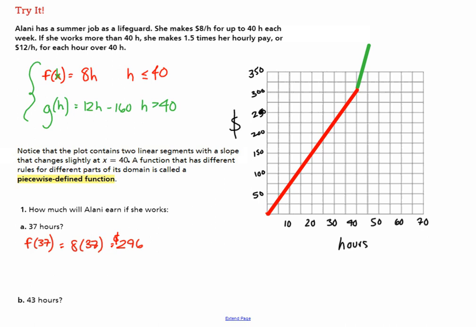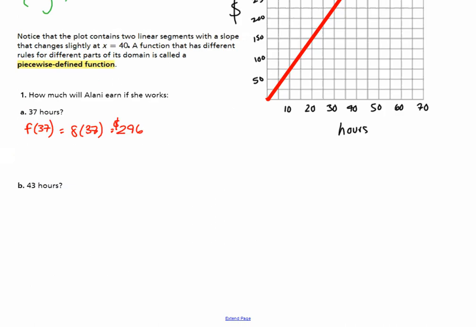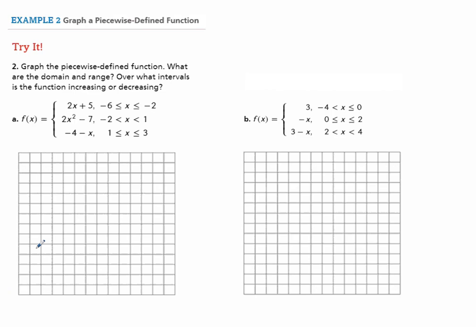For 43 hours, you're going to plug it into f of 43, and that's going to be 12 times 43 minus 160. If you do that, you get 356. So she makes $356 if she works 43 hours. So she makes $40 more if she works 6 more hours. That's right, 6 more hours. All right, go ahead and turn the page to the next try it, or go find the next try it in your book.